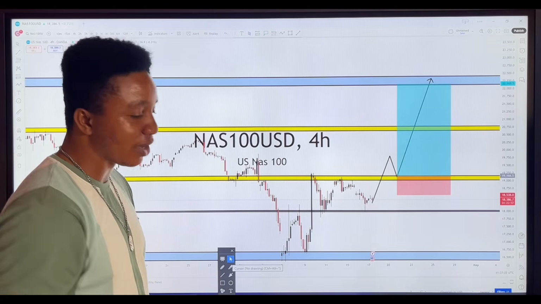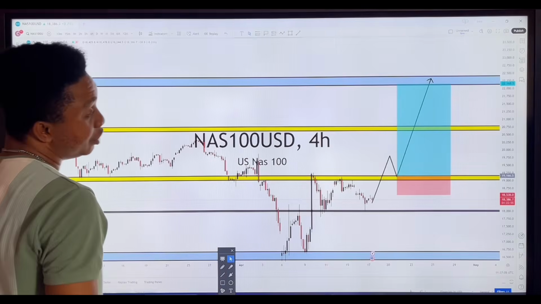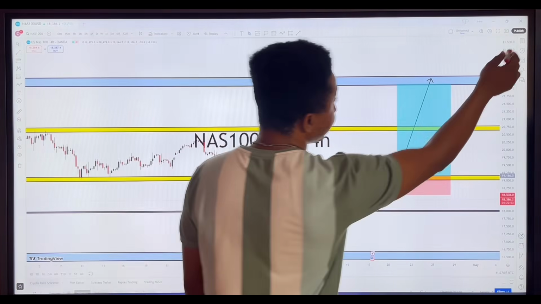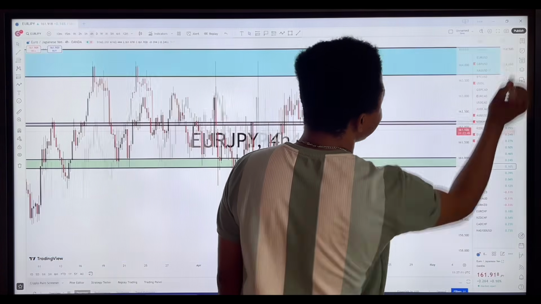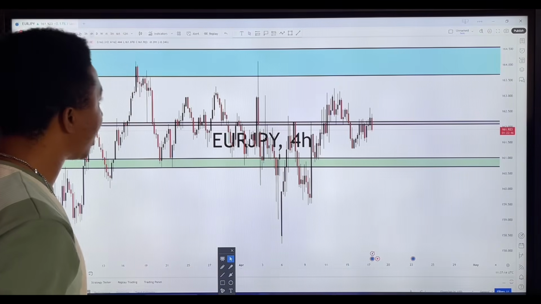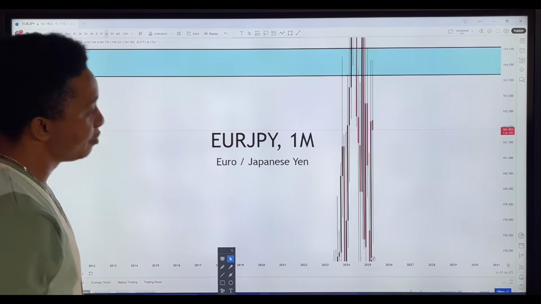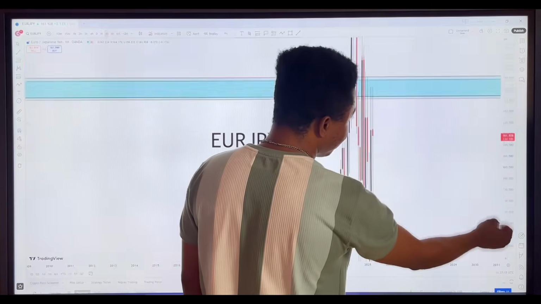So that is it for NAS100. Now let's go to the next pair on the list, which is definitely going to be UJPY. I've been watching UJPY very closely these days. Right, so I have UJPY over here. Let's talk about UJPY starting on the monthly time frame. Okay, so this is UJPY on the monthly time frame.